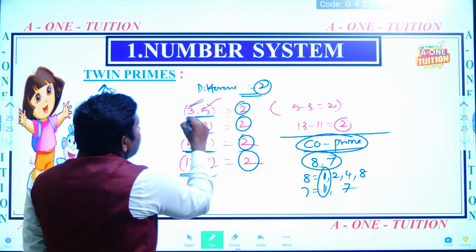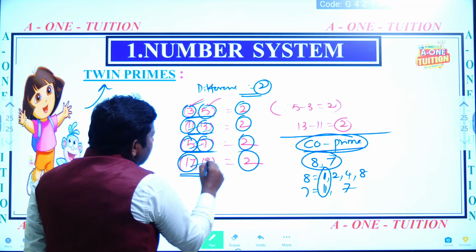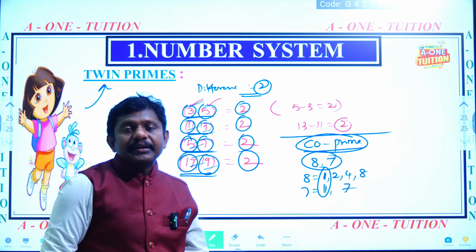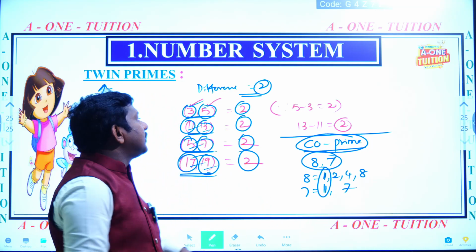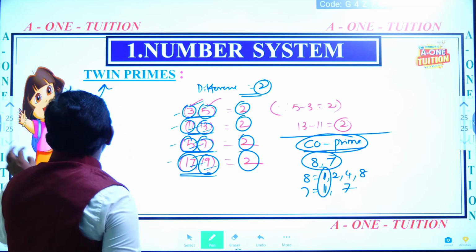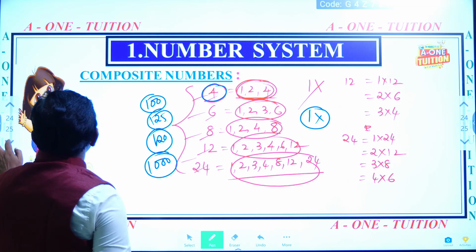But here the difference is 2. And one more thing: in twin primes, the numbers should be primes only, and the difference between the two primes is 2. Whereas co-primes are numbers whose common factor is only 1.